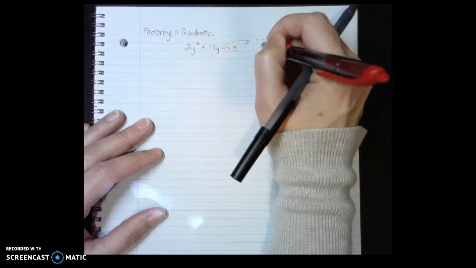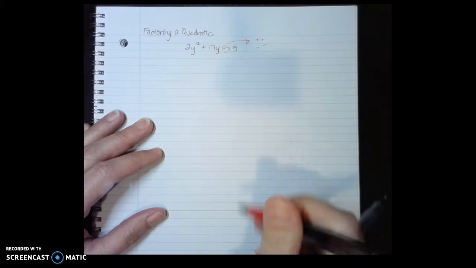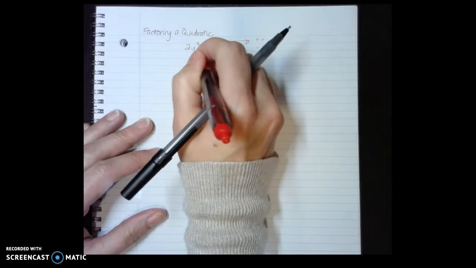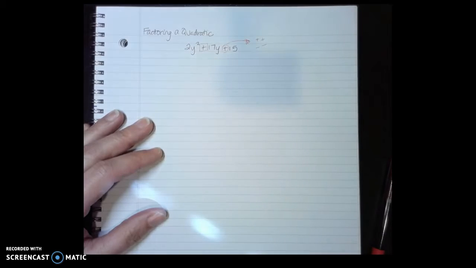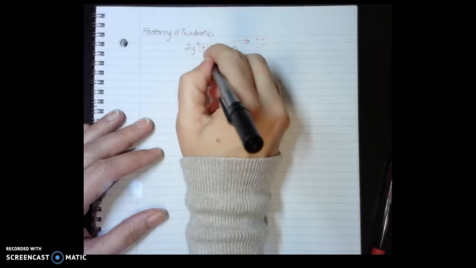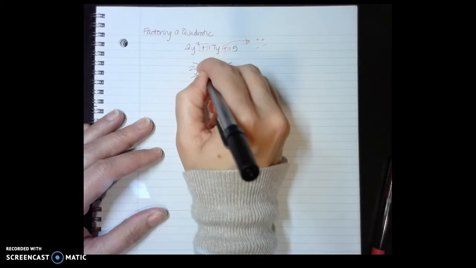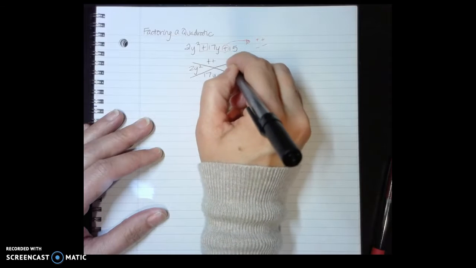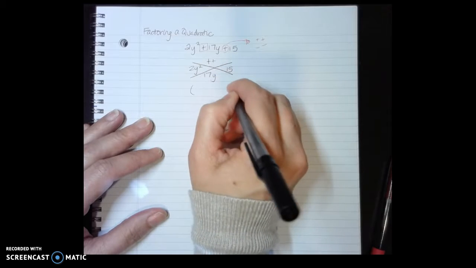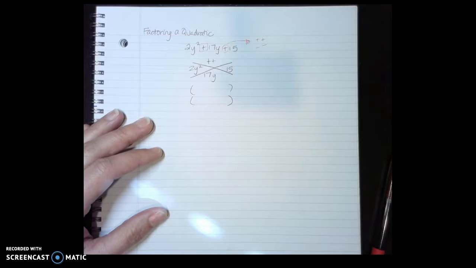So either they're both positive or they're both negative. And in this case, I know that they're both going to be positive because that middle term's positive. So I'll put my plus plus right there, and I have my 2y squared, my 17y, and my 15. For right now, I'm not going to put any signs in, because I think it makes it easier.